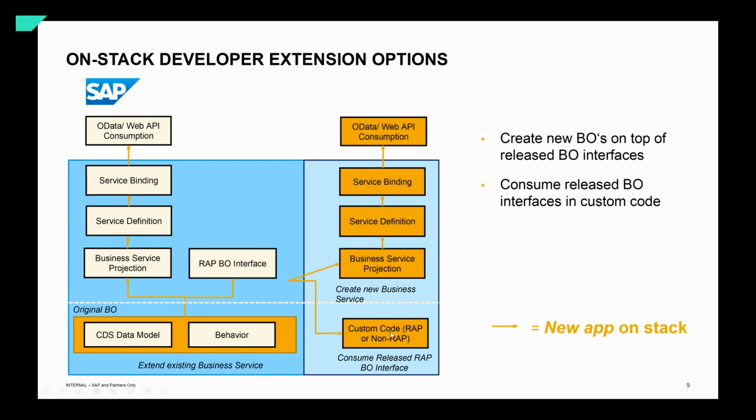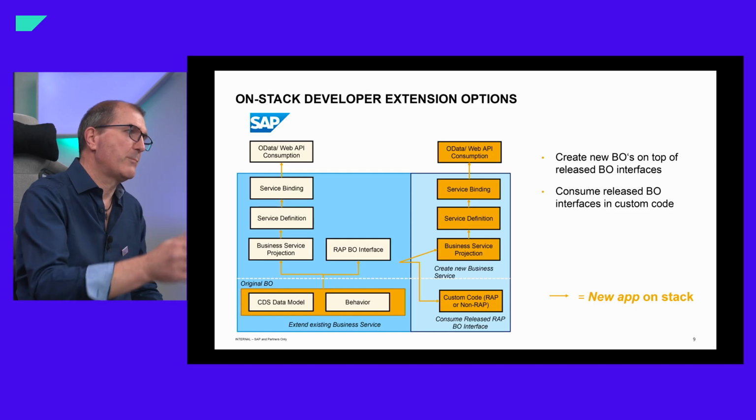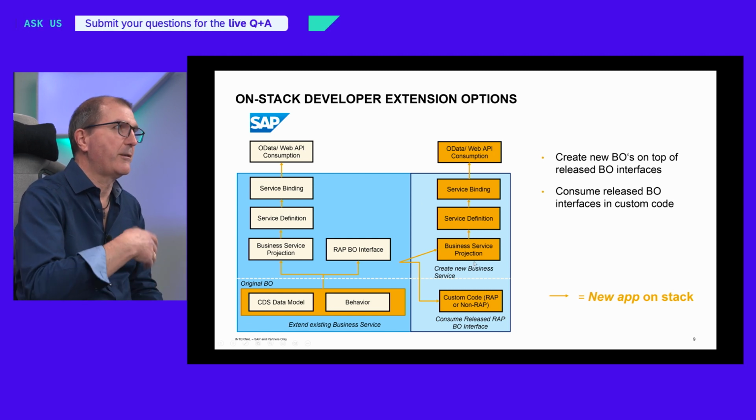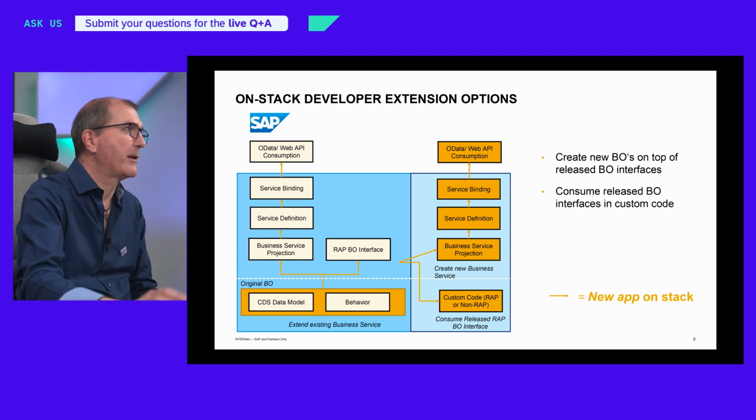Just write a class that consumes this API on the left-hand side, the RAPIO. And what you could also do is write a projection on top of this, and then build your own OData service on top of this, and then build your own custom UI on a released API from SAP. It's not yet there, but there will soon be a wizard for this specific use case. So in ADT you can just click on that and you will then get this whole stack generated.